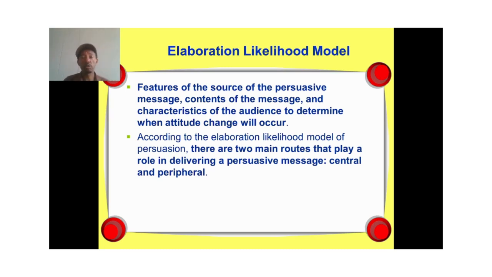Features of the source of persuasive message, that means the content of the message, characteristics of the audience, determines when attitude change will occur. So according to this model, the elaboration likelihood model, there are two routes to persuasion. So in delivering a persuasive message, there are two routes: the central route and the peripheral route to persuasion. The central route to persuasion and the peripheral route to persuasion.